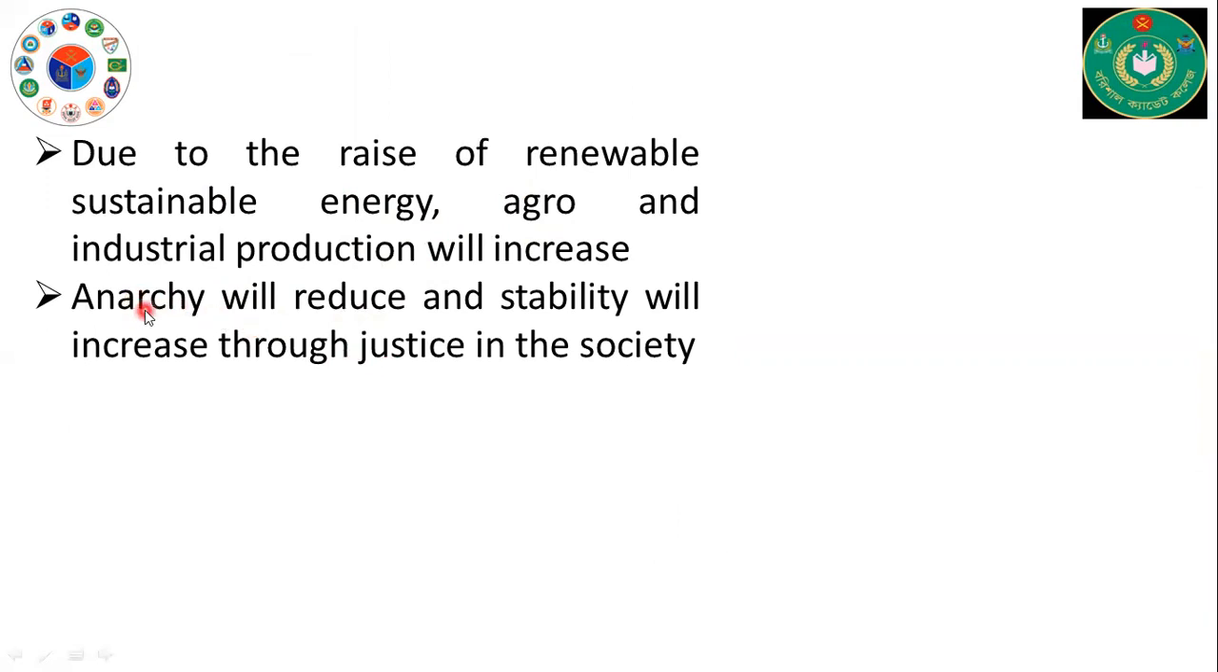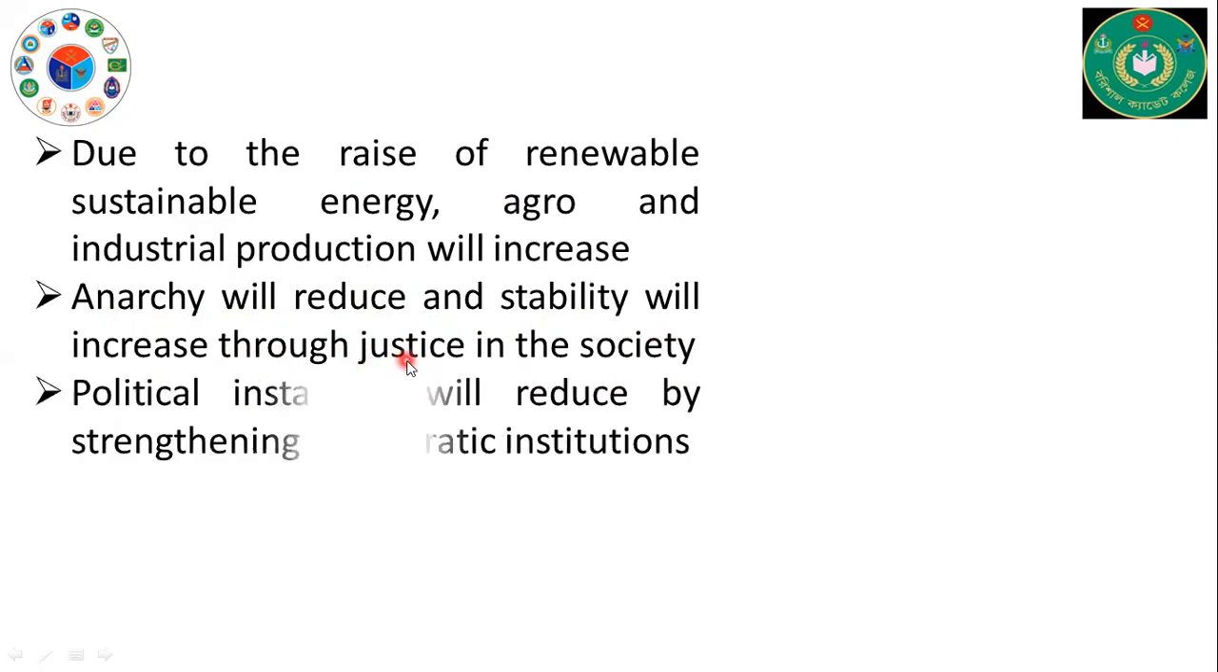Anarchy means the disorder of law and violation available in the society, that is called anarchy. That means if there is violence, rape, corruption, bribery, dowry, etc., that situation in the society is called anarchy. And stability means there is no stable situation in the society, that is instability. And if the SDG is implemented, then anarchy will reduce and stability will increase through justice in the society.